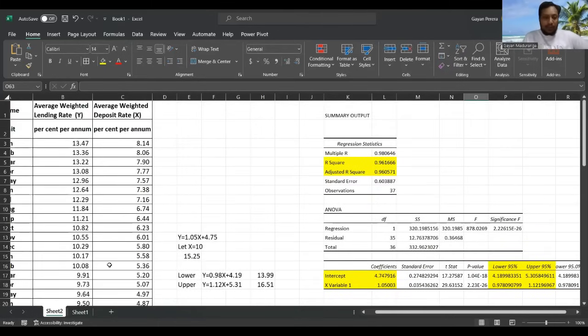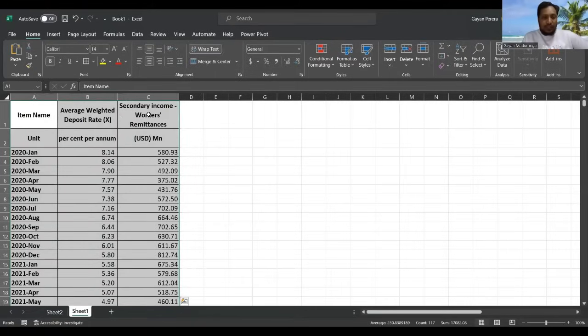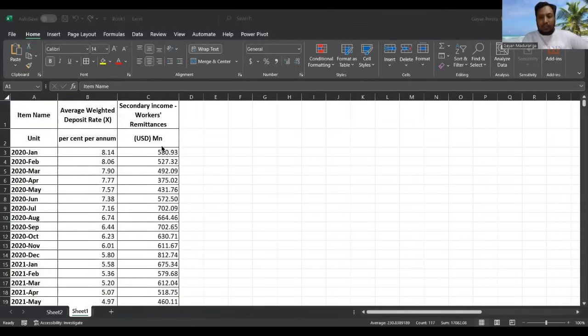Okay, so I have selected other variables. The first one is still the average weighted deposit rate, and the second is worker remittances. That means those who are going outside of the country and send money to the country. So that variable I have taken as USD millions, and this one as a percentage. Okay, let's see, is there a relationship between these two variables?